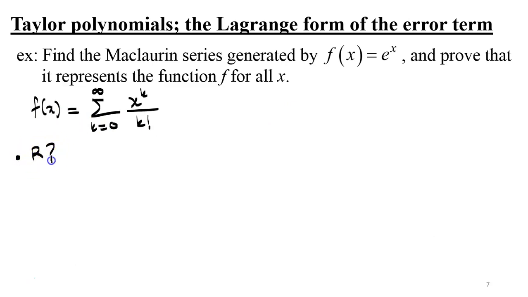So I need to first start by finding R. So over here, if I just call u of n the sequence defined by x to the n over n factorial, of course, for such series, we can determine the radius of convergence by just using the ratio test.